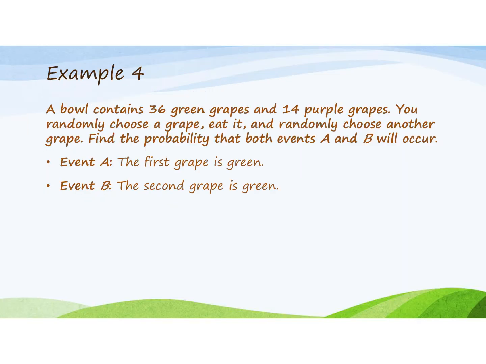Example 4, it says a bowl contains 36 green grapes and 14 purple grapes. You randomly choose a grape and you eat it, and you randomly choose another grape. Find the probability that both events A and B will occur. Eating the grape is like not replacing it, because you've taken it out of the bowl, you've eaten it, and now there's 1 less grape in the bowl. This is a dependent event because my second grape is going to depend on the first grape that I picked.